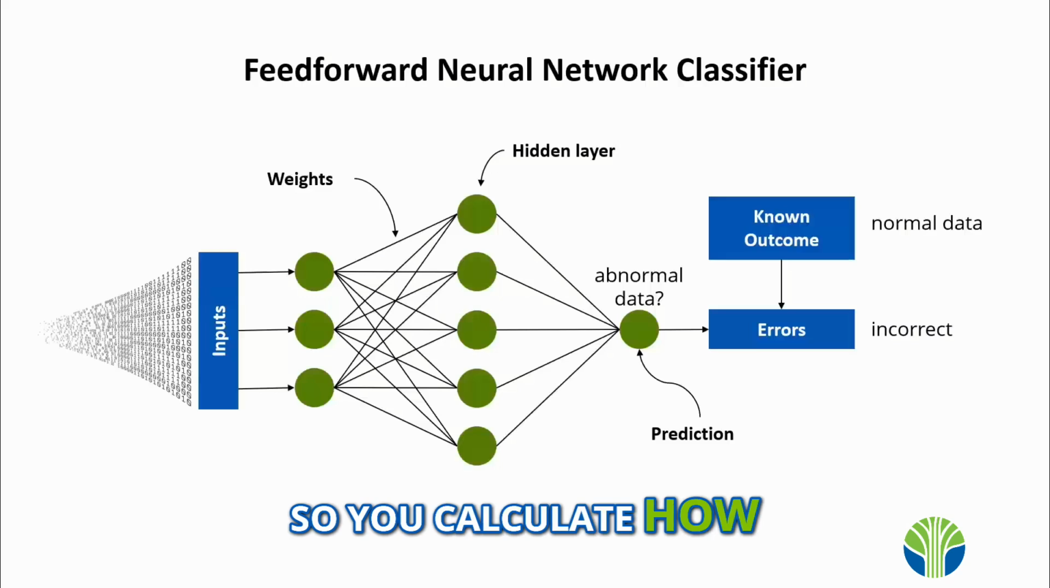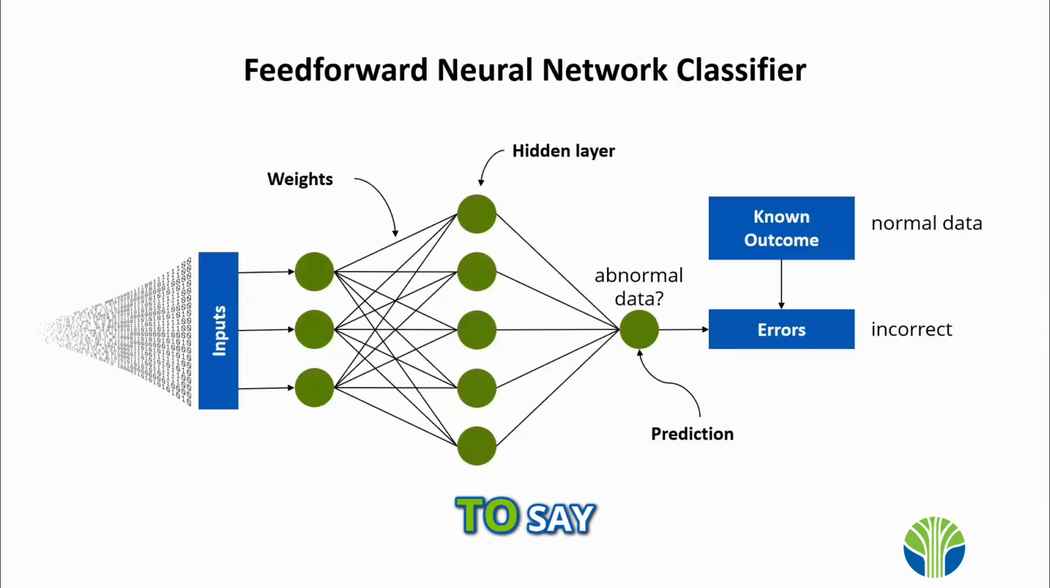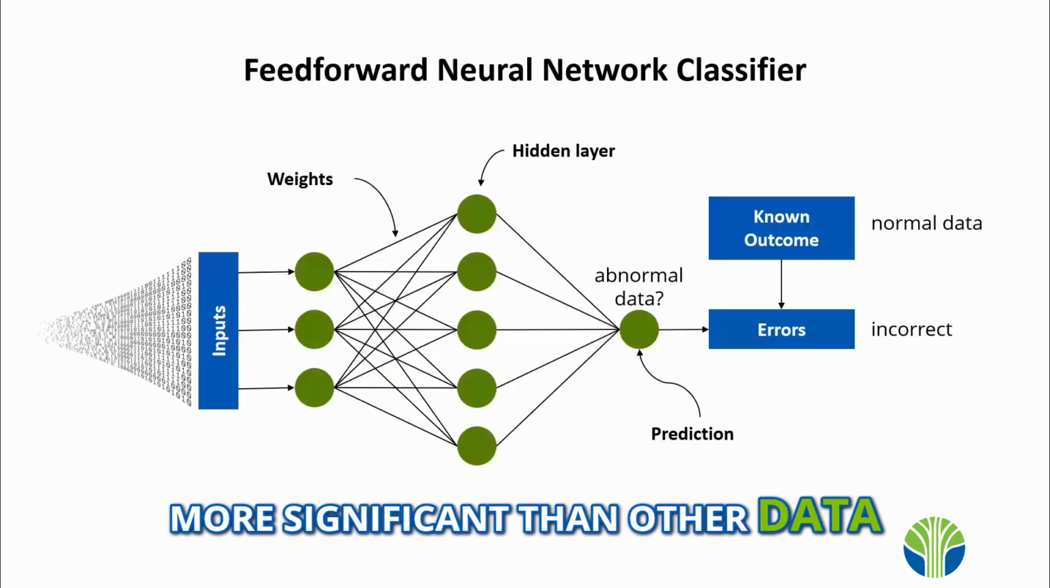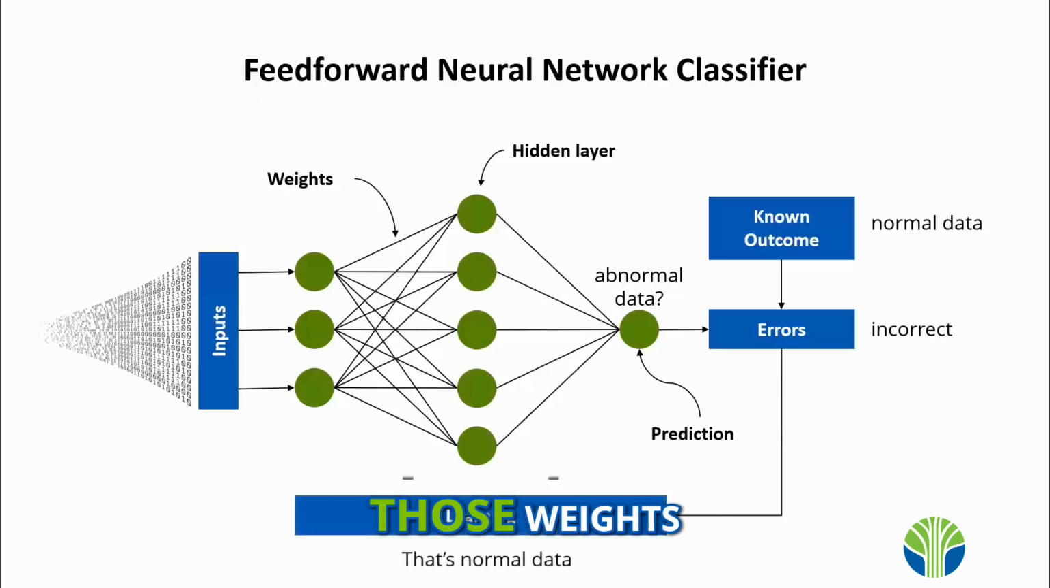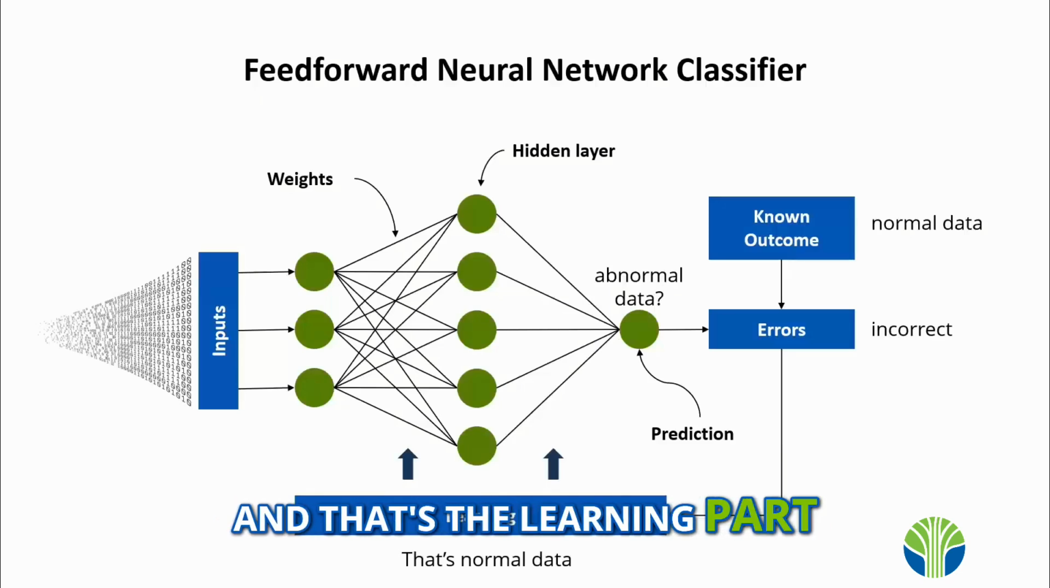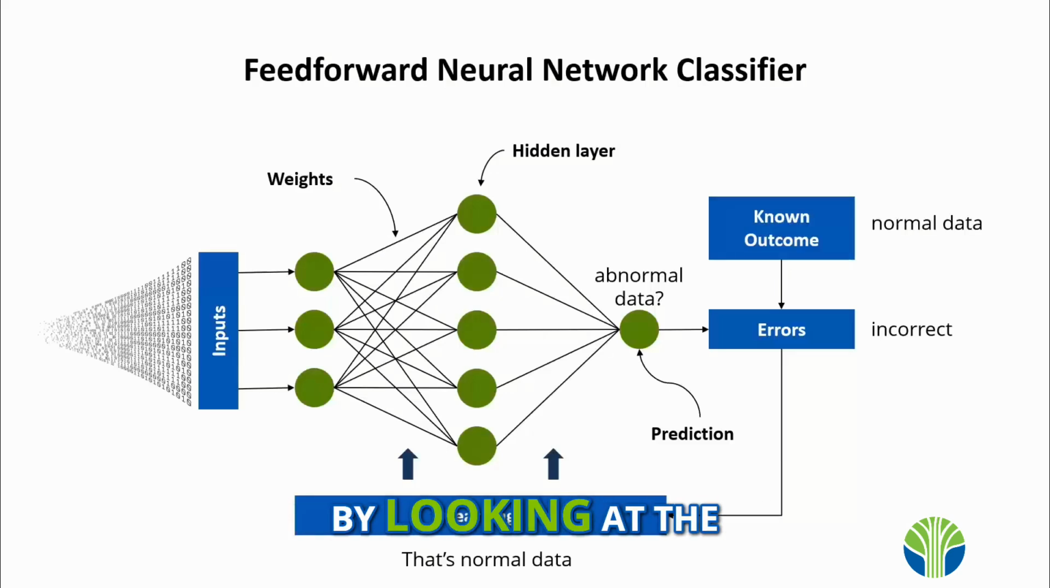So you calculate how big that error is, and then you want to say, why don't we adjust those weights? Remember, we were talking about having weights that indicate which of our data is going to be more significant than other data. Why don't we adjust those weights so that next time we're more likely to get this question correct? And that's the learning part of our training. So your model learns by looking at the examples you've given it and trying it out, looking at the error it gets, and then figuring out what adjustments to the weight in the different nodes would make it able to get a better answer.